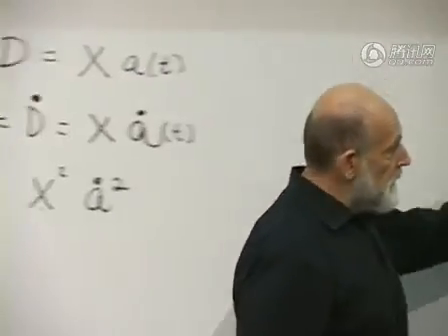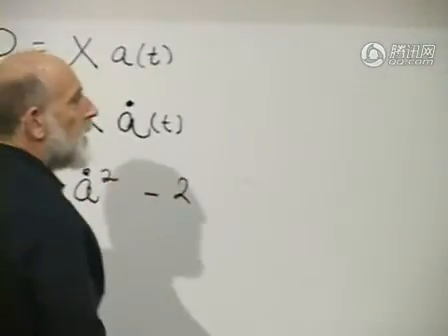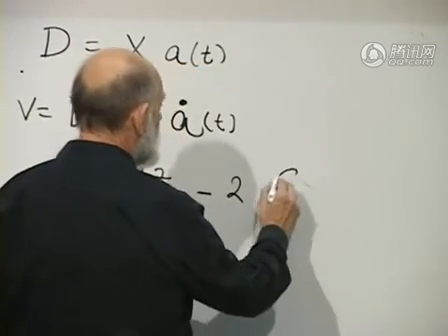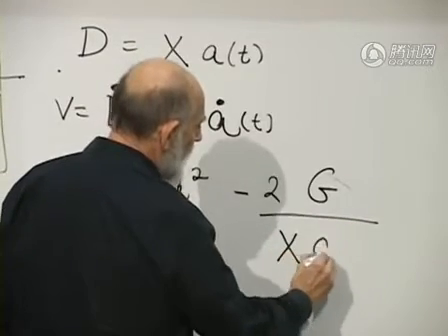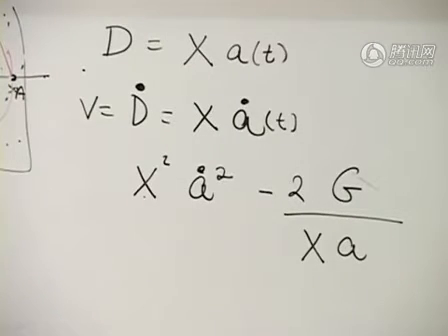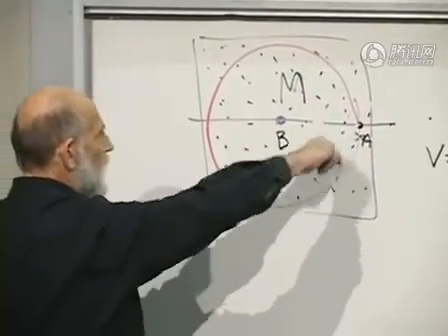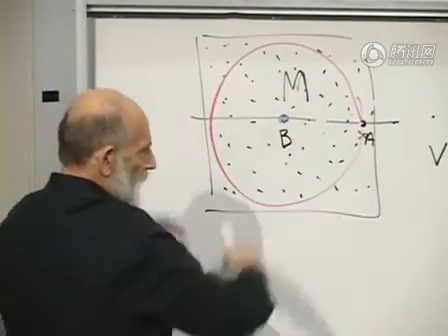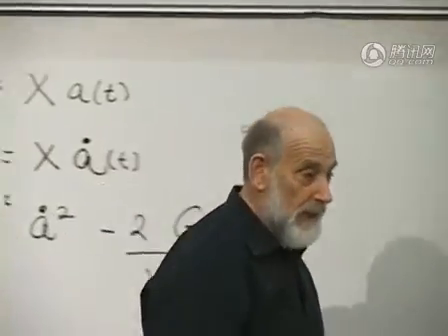Okay, now let's write down this term, minus twice g. The distance is x times a. But what about the mass within here? The mass in here is not just a number like the mass of the sun. It depends on how big this sphere is. How big, it depends on how many galaxies are inside it, basically.